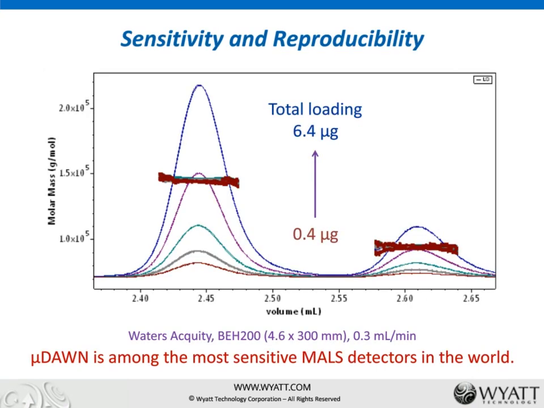Sensitivity and reproducibility are important aspects of any detector. So we tested here a mixture of proteins at different loadings from 0.4 microgram to 6.4 microgram. And molecular weights are plotted across those peaks. As you can see, they're very consistent. At the lowest loading, 0.4 microgram, the light scattering signal shown here is still very strong. For a signal-to-noise ratio of 10, we can actually reduce the loading amount 10 times less, at 40 nanogram. So MicroDAWN is among the most sensitive MALS detectors in the world.